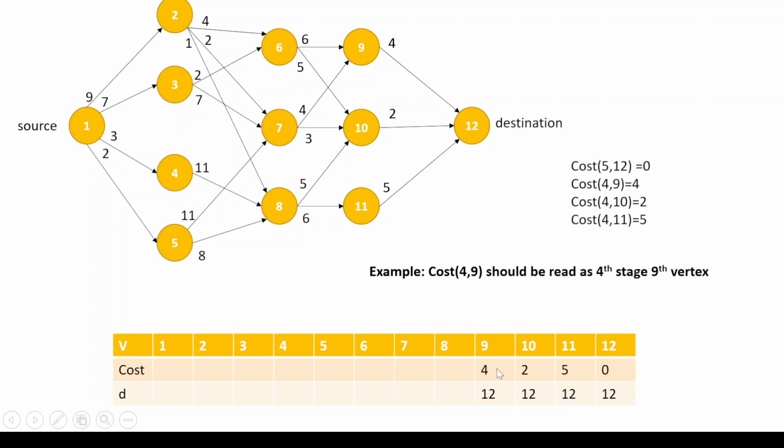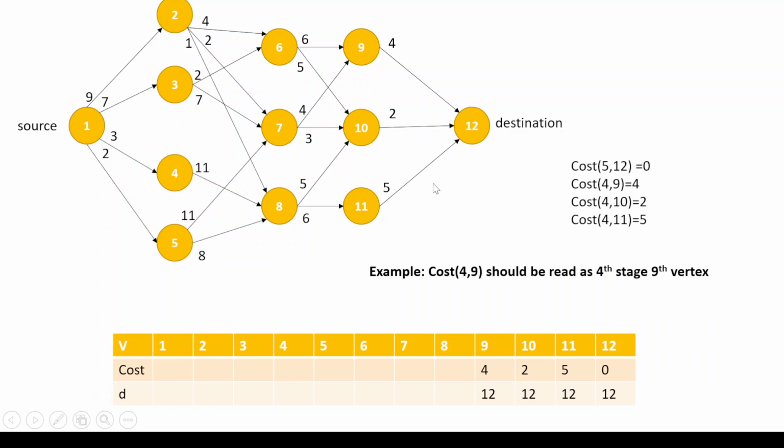So table says cost of fourth stage ninth vertex is 4. The topmost row indicates the vertex. Ninth vertex, the cost is 4 to reach 12. 10th vertex, the cost is 2 to reach 12. 11th vertex, the cost is 5 to reach 12, or we are reaching the destination through this node 12.